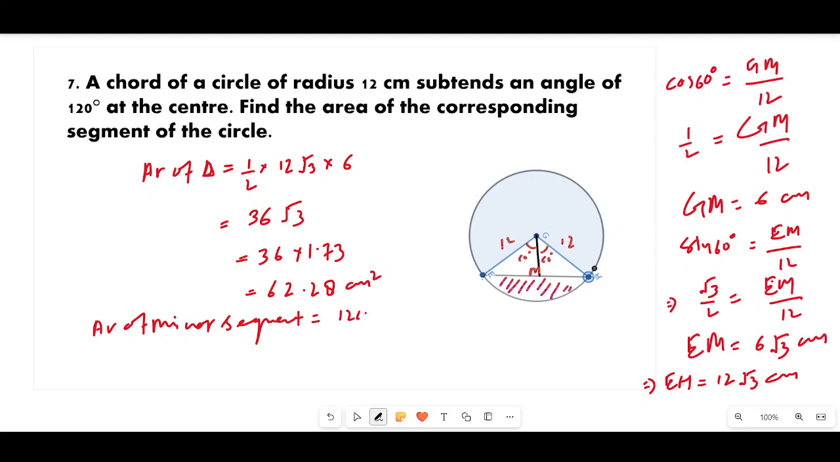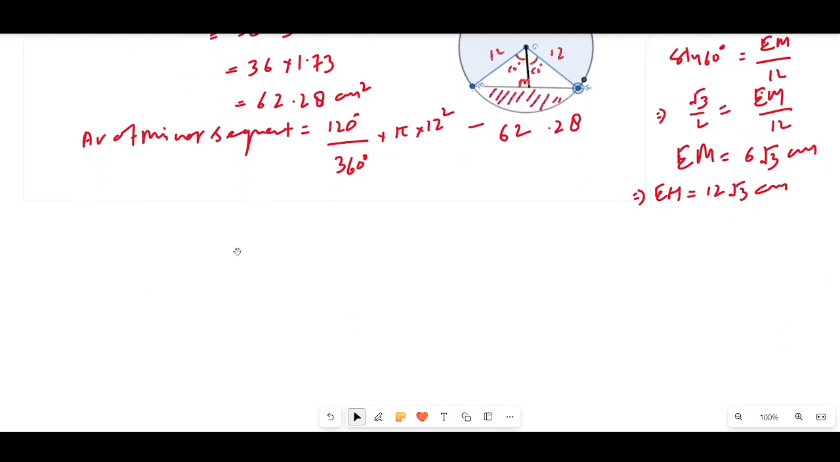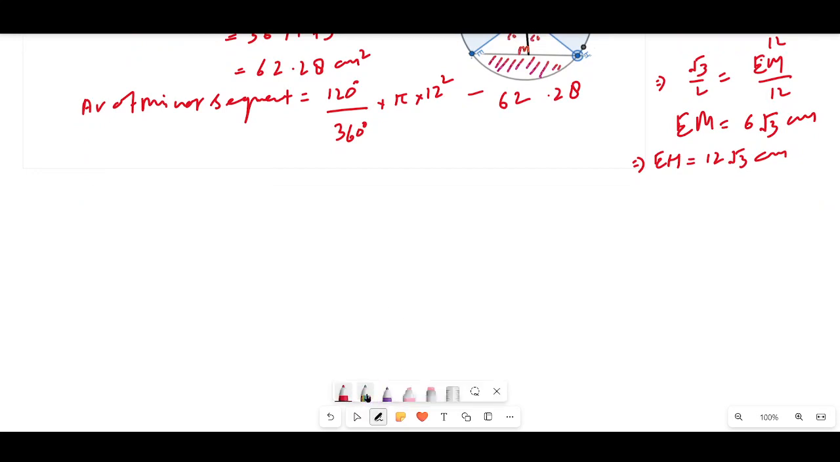Area of minor sector is 120 degree by 360 degree into pi r square. Here r is given as 12, so 12 square, minus 62.28. Clear? Now solving this, what will it be? This will be 1 by 3, and here pi is given as 3.14, and this is 144 minus 62.28.